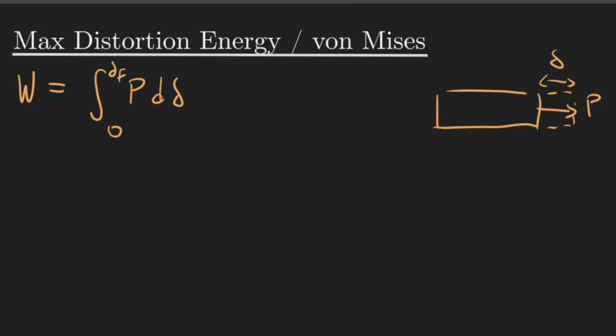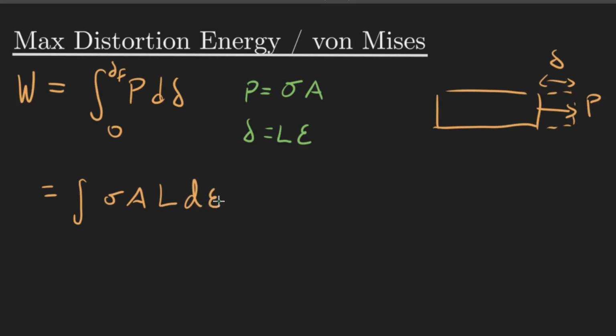All right. Now we're going to rewrite our force as our normal stress times our cross-sectional area, and our deformation is the same thing as our length times our strain. So if we plug these in, we get that W is equal to the integral of sigma A, and then L differential strain. I know the differentials can be swapped around here, but this is a small slice of displacement, and this is a small slice of strain, and the only difference is that factor of the length. So these are going to be the same differentials. We'll just now be integrating from 0 up to our final strain value.